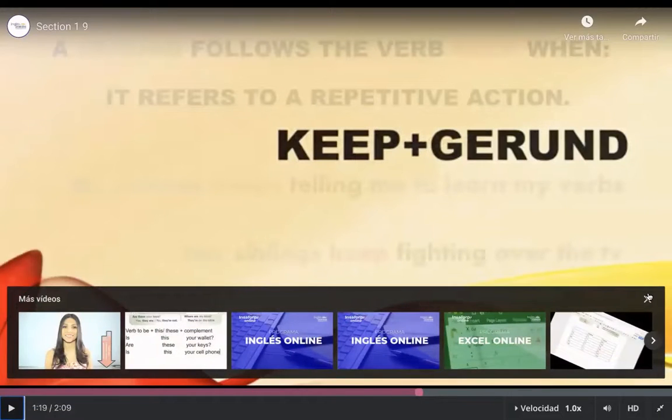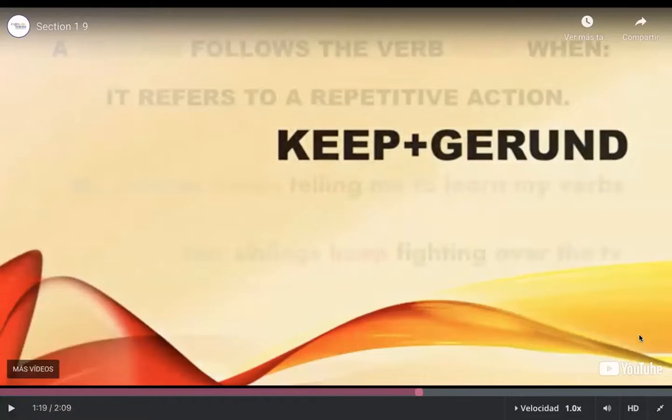So what does this mean? This means that when you use the verb keep, the next activity is -ing: keeps burning, keep fighting, keep going, keep doing all of the activities with keep plus -ing. So when you use keep, -ing. When you use needs, it's going to be different. No need with -ing. Need is with to.